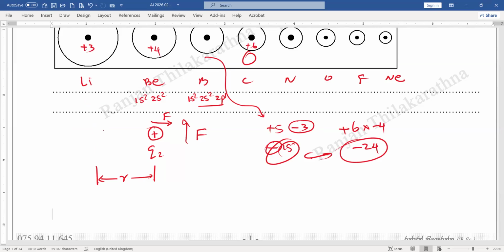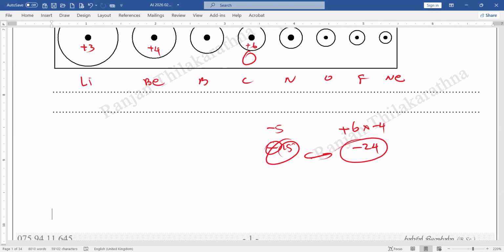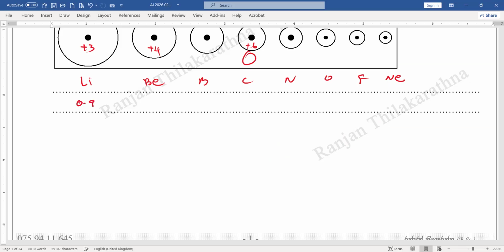So when the size is decreasing, what happens? The distance between the outermost electron and the nucleus will be decreased. So the attraction power will increase. Therefore, when we move from left to right across a given period, the electronegativity is increasing. The electronegativity values of this lithium to right 0.9. You need to remember these values and these are very easy to remember.